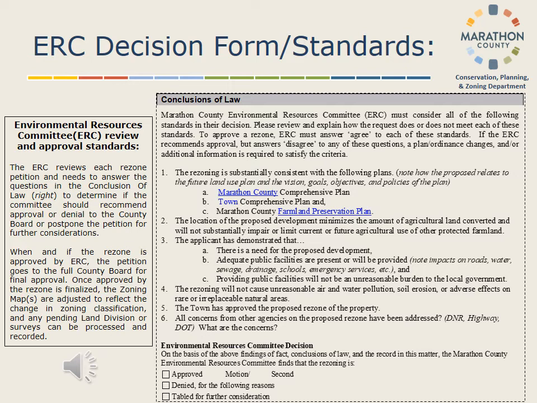Additionally, postponing a petition could also help a petitioner gather additional information in order to ease the concerns or questions of the committee itself. When and if the rezone is approved by the ERC, the petition goes to the full county board for final approval. Once approved by the county board, the rezone is finalized and the zoning maps are adjusted to reflect the change in zoning classification. Once this is all done, any pending land divisions or surveys can be processed and recorded to conclude the process.